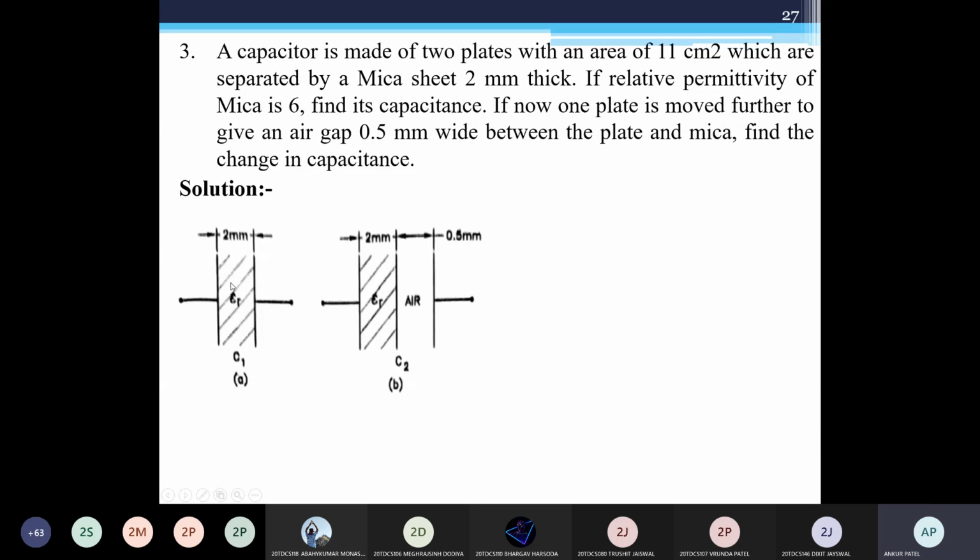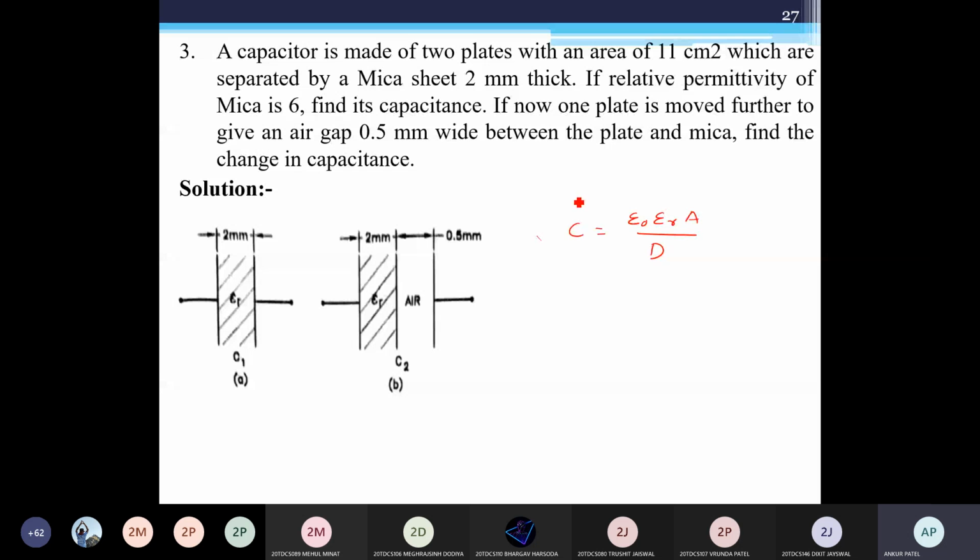For the first case, we know the equation for capacitance: C is equal to K epsilon naught A by D. C is equal to epsilon 0 into epsilon r into A by D. For the first case, for the uniform dielectric medium, C is equal to epsilon 0 epsilon r into A by D.